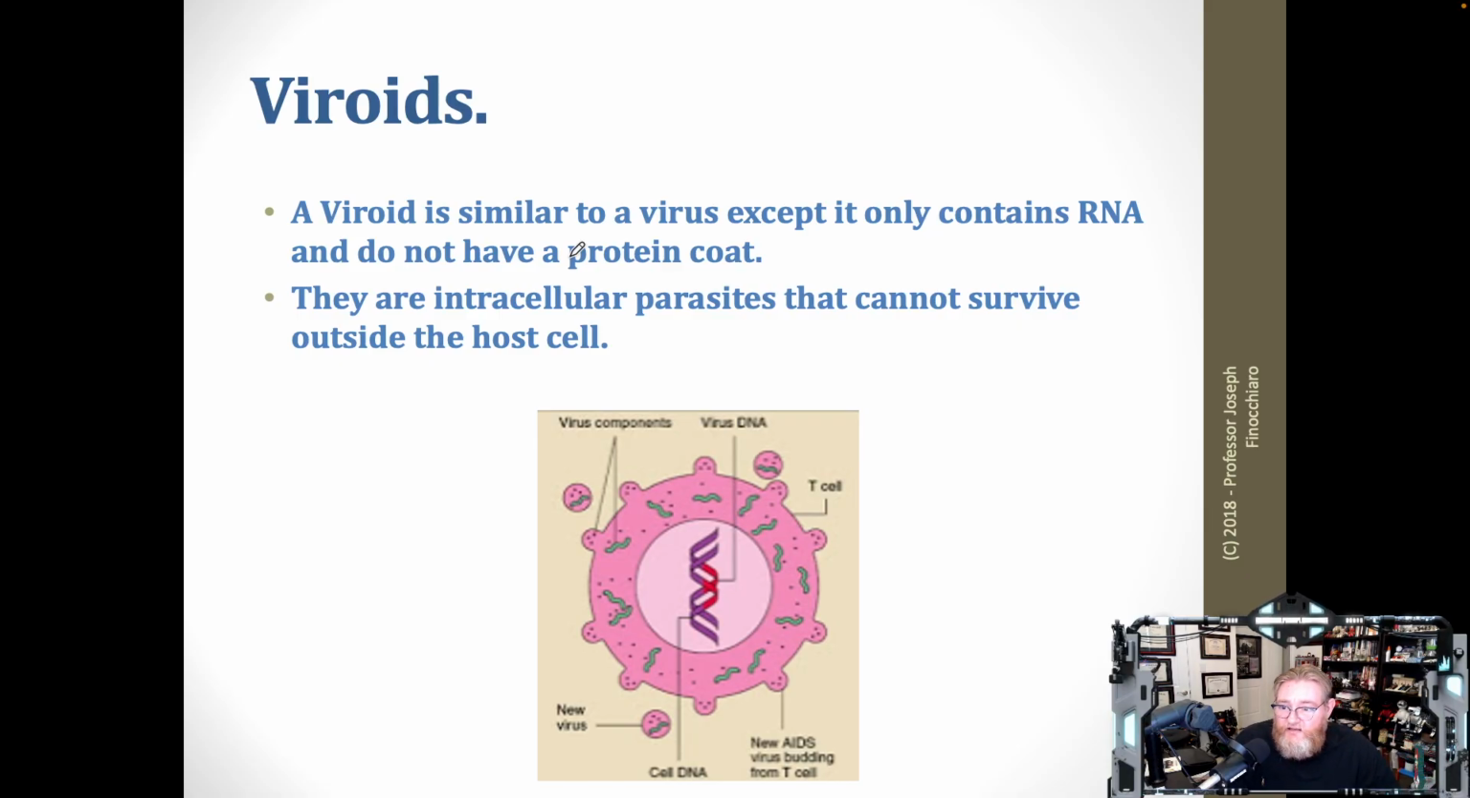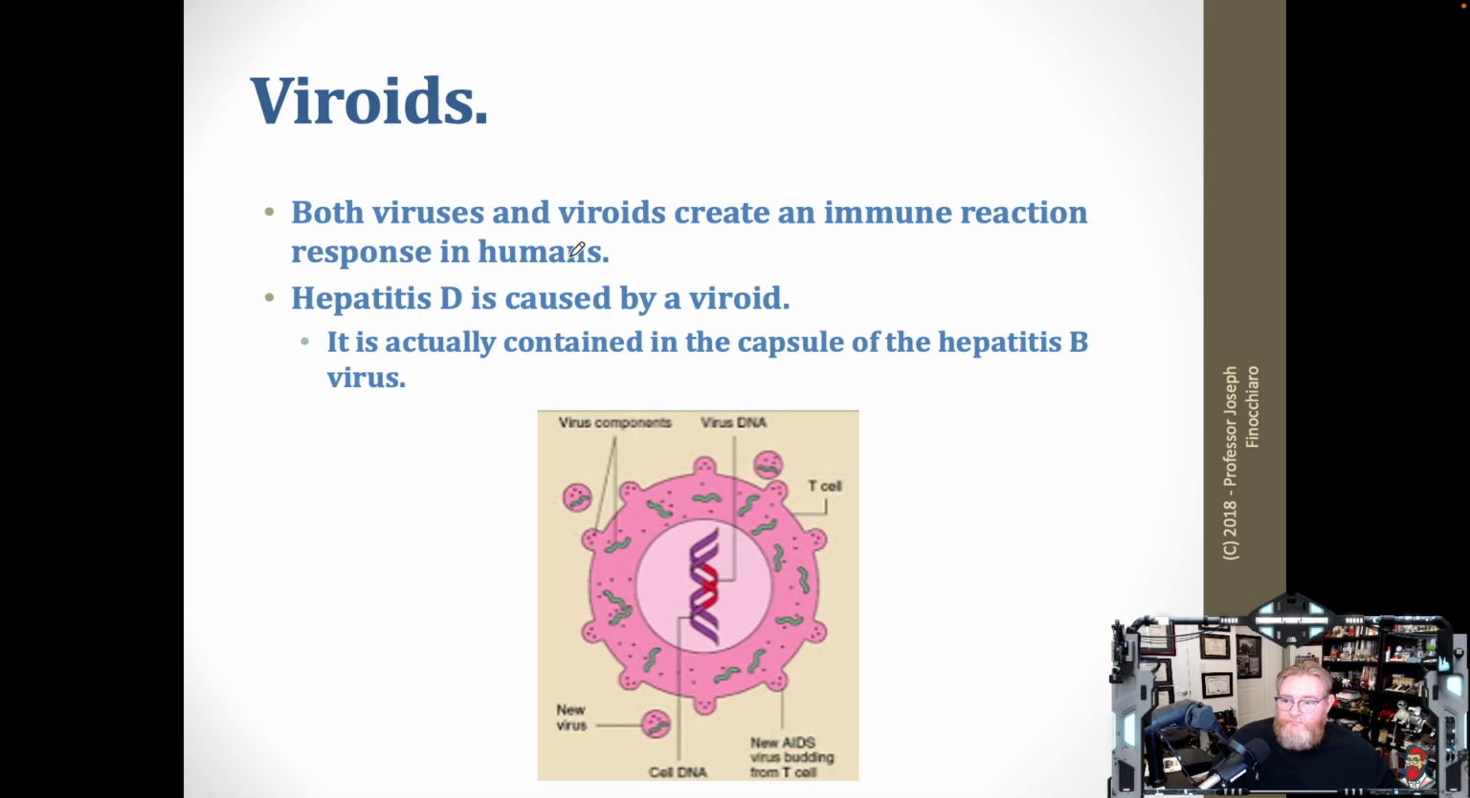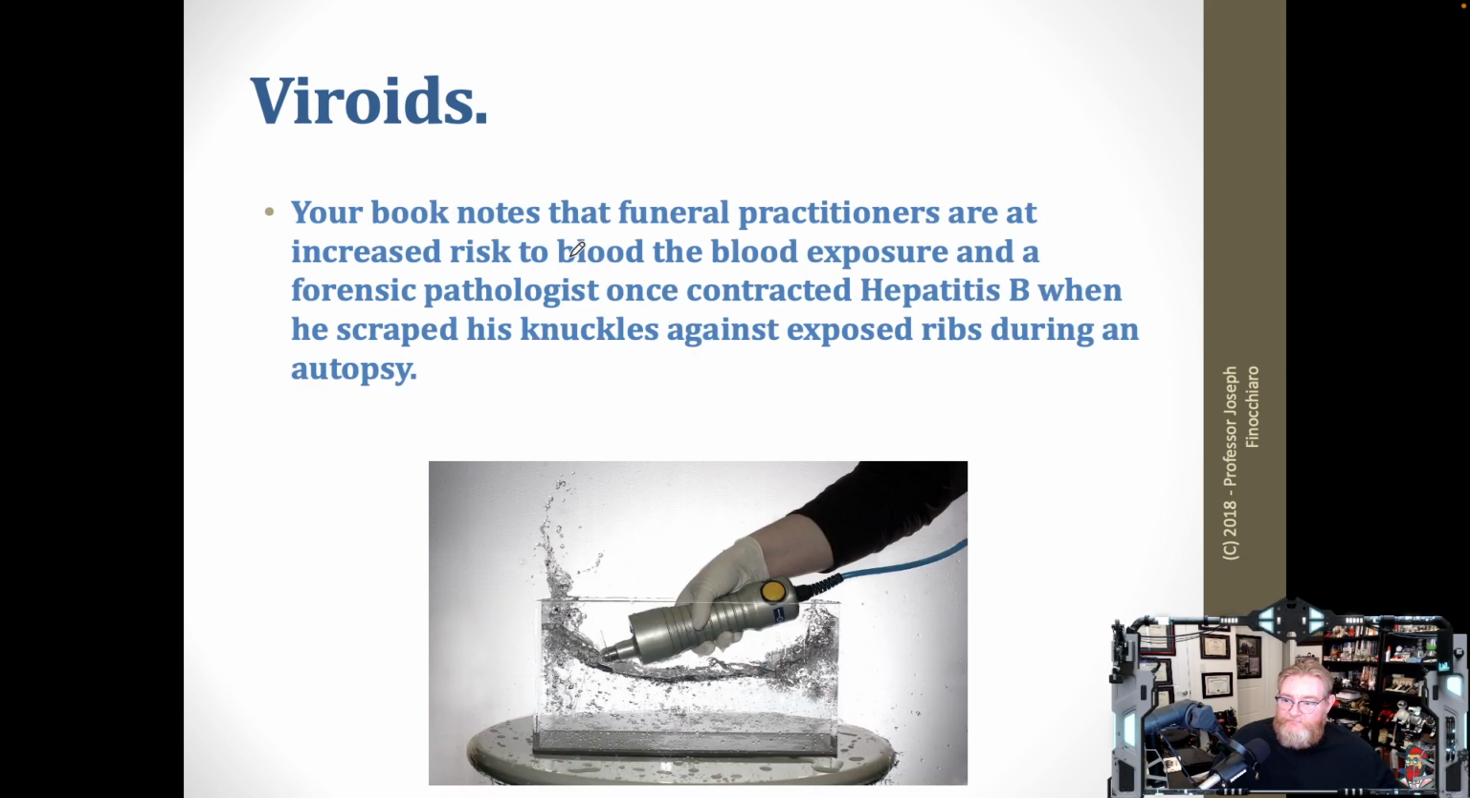Viroids. A viroid is similar to a virus, except it only contains RNA and does not have a protein coat. They are intracellular parasites that cannot survive outside the host cell. Both viruses and viroids create an immune reaction response in humans. Hepatitis D, as in David, is caused by a viroid. It is actually contained in the capsule of the hepatitis B virus.